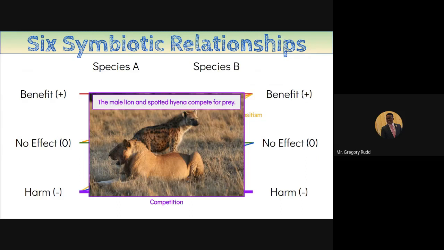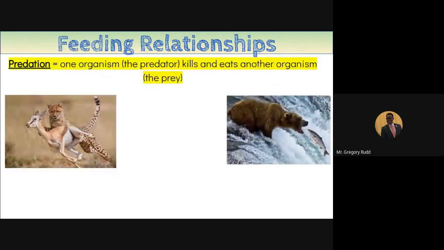So those are the three additional that we don't really focus on. They probably will not appear on your EOC exam, but I just thought they might be interesting to you all.